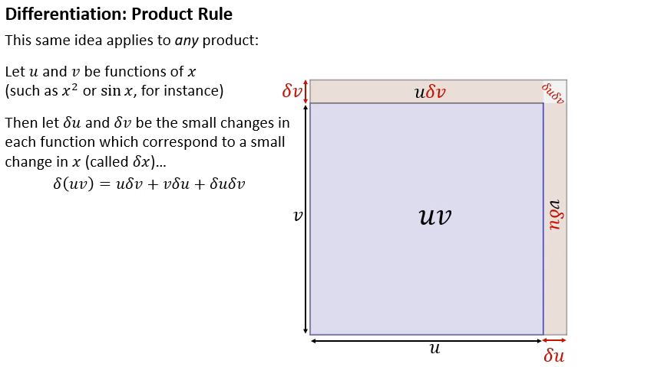A small change in uv, the overall function we care about, is equivalent to the size of that margin. So we have u times delta v, we have v times delta u, and we have that tiny square in the corner, or rectangle, whatever it might be, delta u multiplied by delta v.